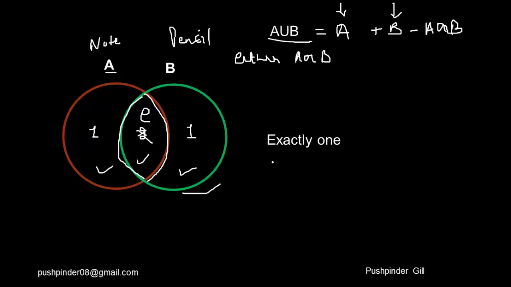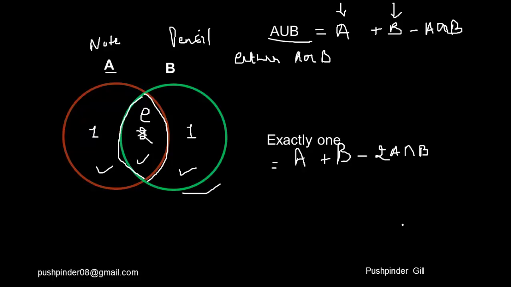You add A and B, right? So once we add A and B, this area is added once, this area is added once, but this area has been added twice. Do I need it even once? No, I do not need it even once. So that means I have to subtract it two times for me to calculate the value of exactly one. So this is going to give me the value of exactly one in terms of A and B.